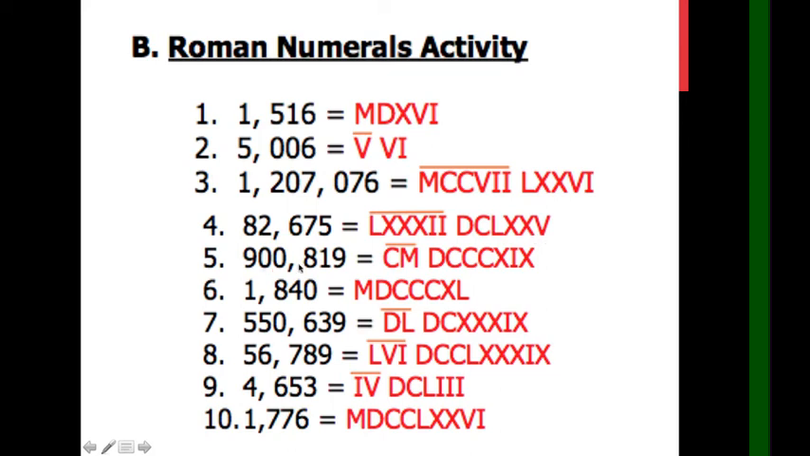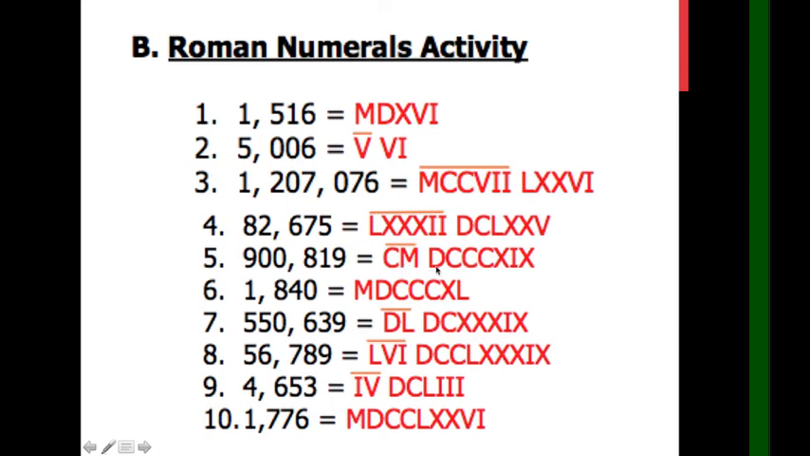For 900,819, so we have 900,000. Okay, for this one, as you can see, nauna si C at saka si M kasi we subtracted C to M. Kasi ang C ay 100. Kapag nauuna ang mas maliit na value, ibig sabihin nagma-minus ka. So, yung C at saka M, pinag-minus natin. That is 100 and then 1,000. So, that is 900. Parang yung IX, that is equal to 9, right? So, ganun din siya. And then, meron siyang bar. So, that is 900 times 1,000 is 900,000.